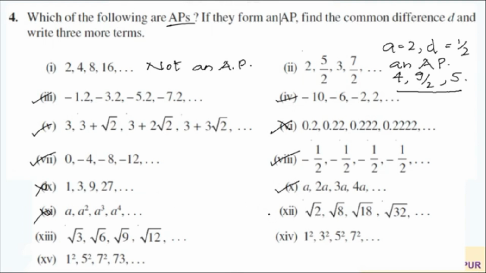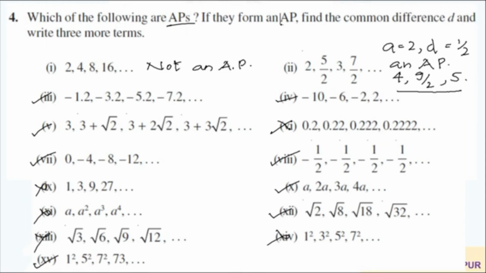12th one, it forms an AP with the common difference as root 2. Why am I saying that it forms a common difference of root 2? The reason is root 8 can be written as root of 4 times 2, nothing but 2 root 2. 13th, it doesn't form an AP because there is no common difference. 14th also doesn't form an AP. 15th, it forms an AP with a common difference 24, you can please check this.